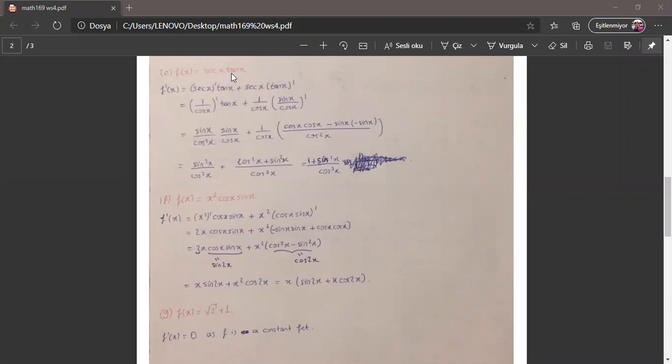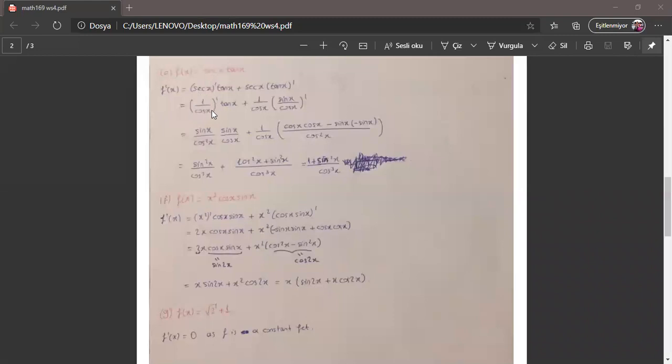You have secant and tangent here. You can just write the definition of the given functions. So this can be written as 1 over cosine x, and tangent is sine x over cosine x. To find these derivatives, you just apply the quotient rule, okay? And the rest is easy.